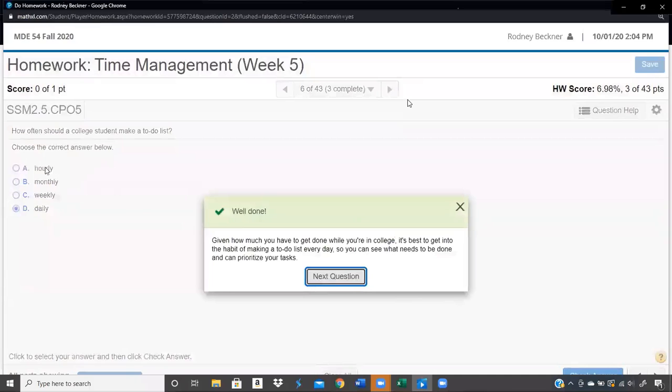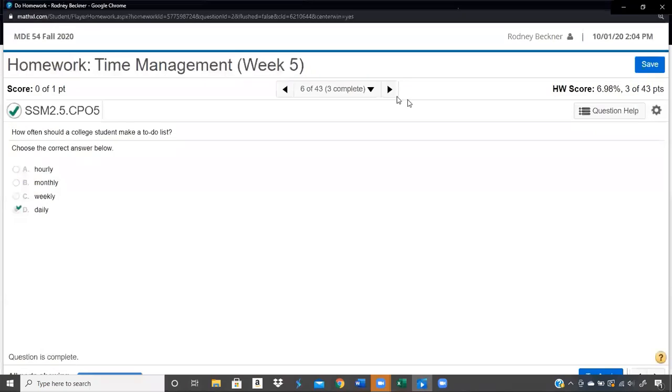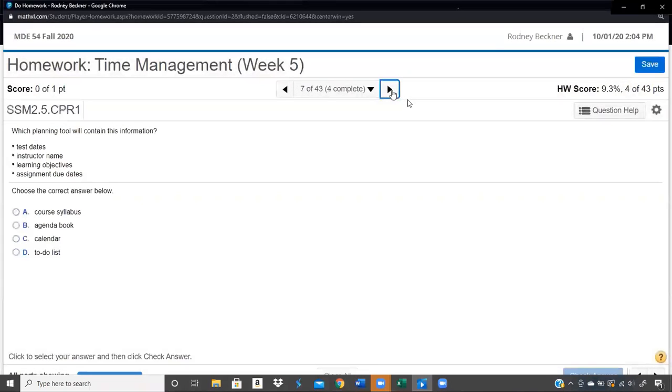Hourly is way too frequently. Monthly is not enough because you're never going to be able to track an entire month's worth of stuff all at once. Things are going to pop up. Weekly, I think you can get general schedules made out, but daily, a lot of new things pop up every day, so that's where we'd want to be there.